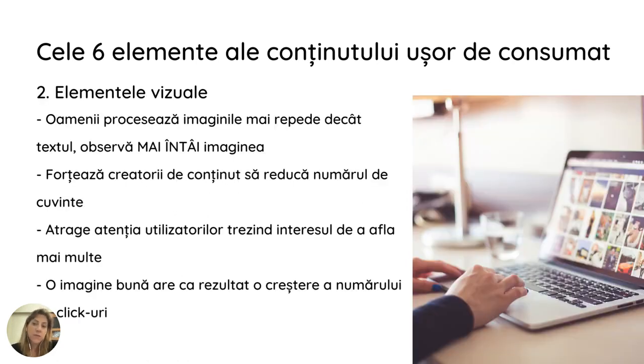The second element is the visual. When scrolling, people notice the image first before actually reading the text. So your image should reflect your main message and really resonate with your target audience. This will result in an increased click-through rate if you are sharing a link or if you want people, for example, to watch a video. It also forces us, content creators, to reduce the word count on the image.